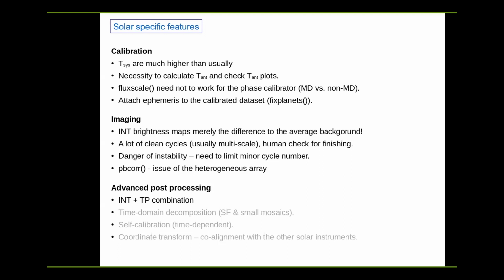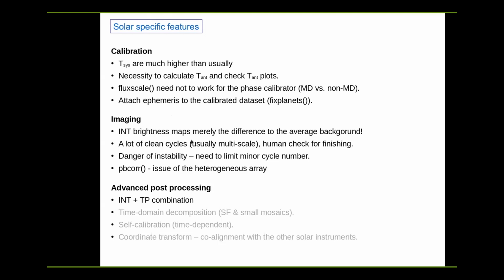Now the issue of the heterogeneous array: for the PB correction, we have to be careful again, because we have this 7 meter, 12 meter combination of baselines. So the calibration and imaging is the basic procedure which we do for QA2 to deliver the standard ALMA data products. They are then ingested into the archive and submitted to the PI.